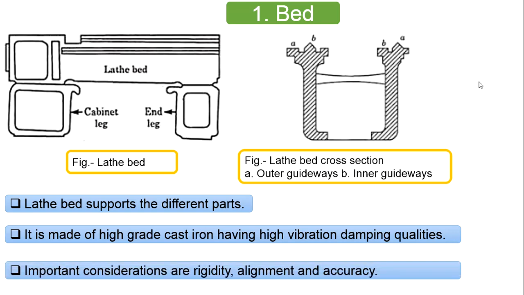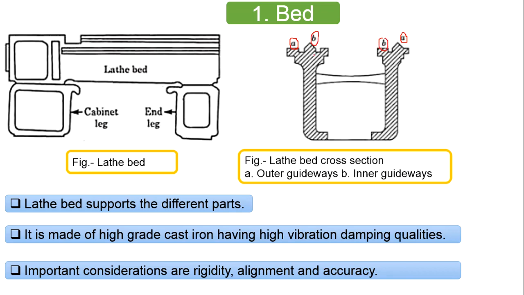In addition to this, the bed should be rigid, more rigid, and it should have proper alignment so that parts can be mounted very easily on the bed, and it should be accurate. Accuracy is also very important. Now you can see this is the cross section of the bed. In this cross section we have two types of guideways, outer guideways, so this A is your outer guideway, and B is the inner guideway.